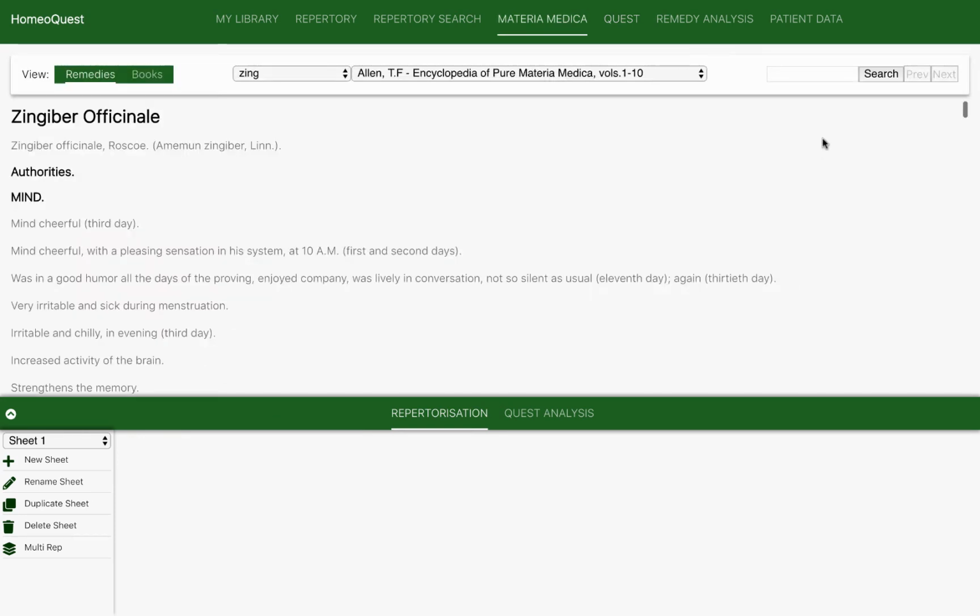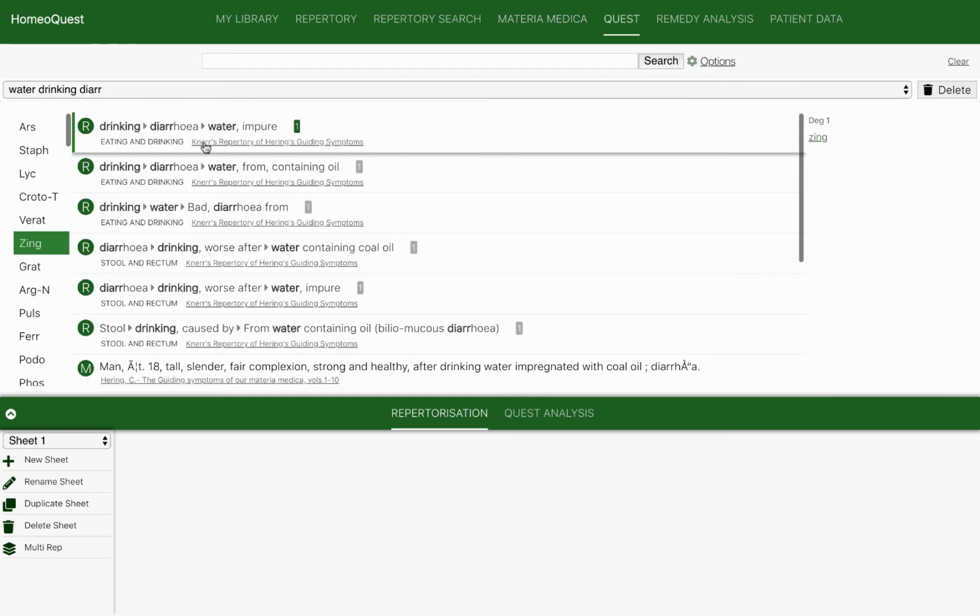Next, it's ginger. So interesting, right? Again, this is specifically for diarrhea from drinking impure water containing oil. That's not what our patient has. But interesting, right? I did not know ginger had diarrhea from drinking impure water. A very interesting remedy. I've always thought of arsenicum for that. So this is something to keep in mind if you are from bad water and you develop diarrhea.